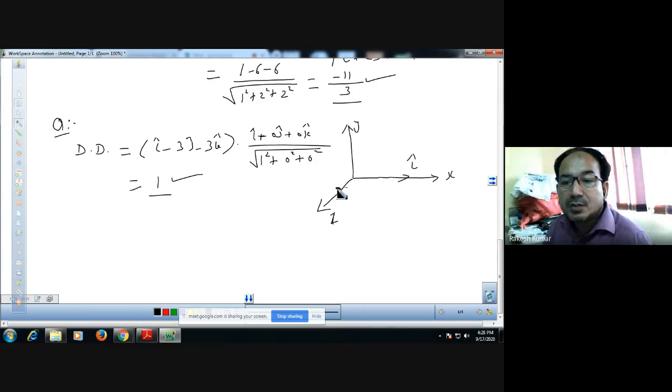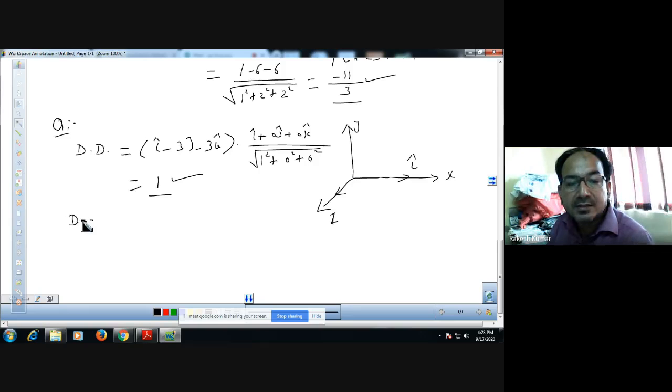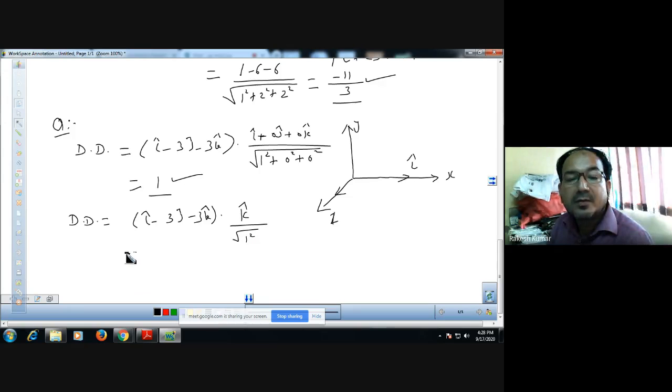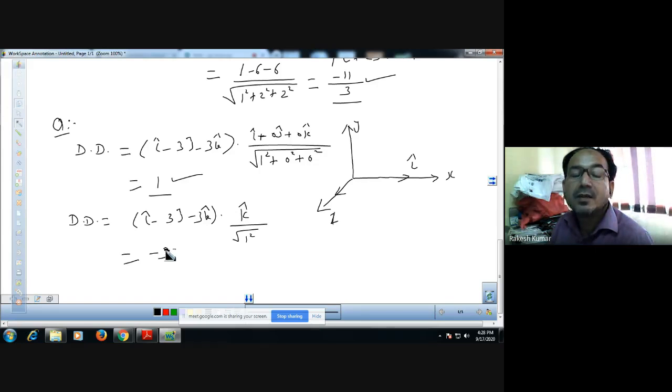Now, suppose we want to find out the directional derivative in the direction of z-axis, and in the direction of z-axis, your vector will be only k cap, and its magnitude in the denominator is square root of 1 square. So minus 3 k cap dot k cap, that will be minus 3.